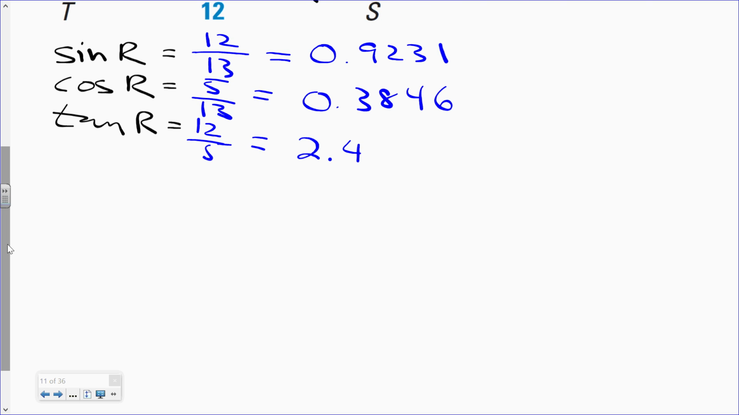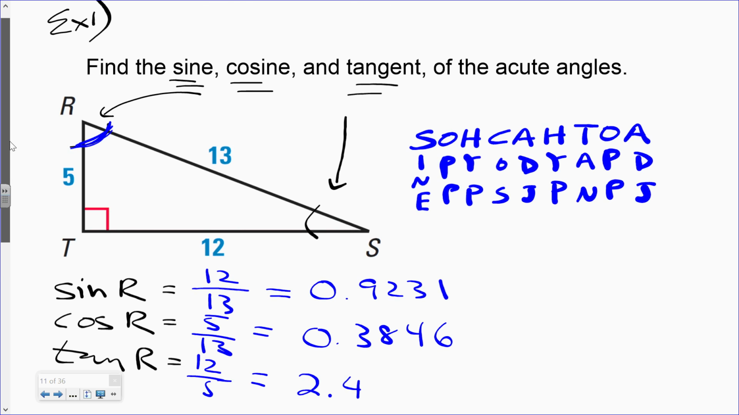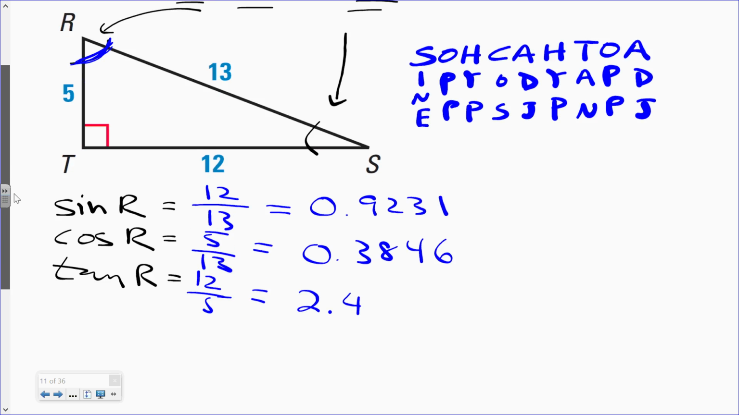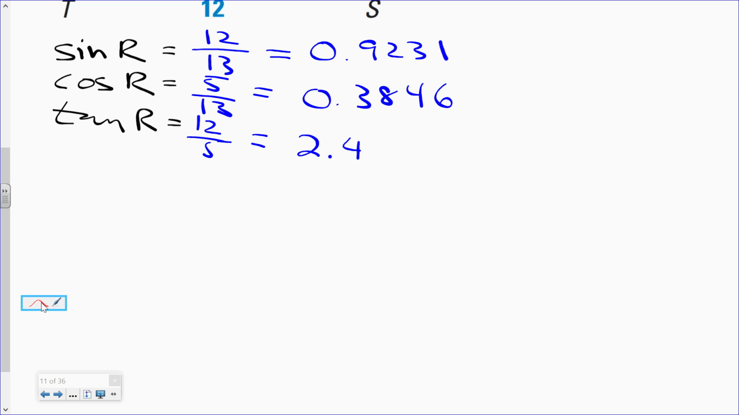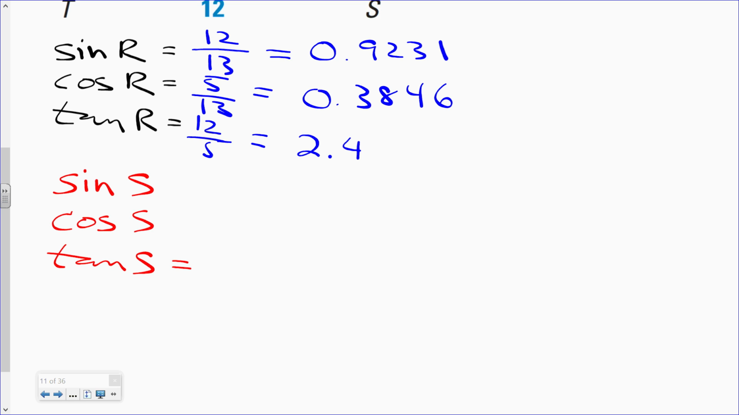All right. That was angle R. Let's do the other acute angle, angle S now. Stay with me. Sine, cosine of S, tangent of S.